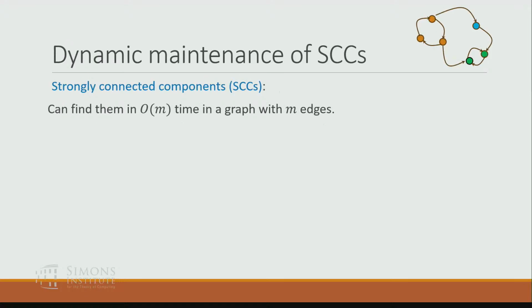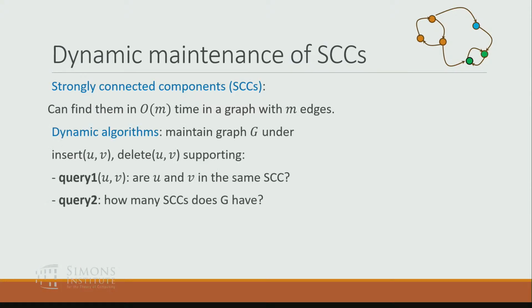Let's talk about strongly connected components. In the static version, the strongly connected components in a graph can be found in linear time with DFS and so on. In the dynamic algorithms case, you want to insert and delete edges, and you can support maybe one of two queries, maybe both. One type of query is, are u and v in the same strongly connected component? And the other one is, how many SCCs do you have? And all known algorithms that can support query 1 can also support query 2.